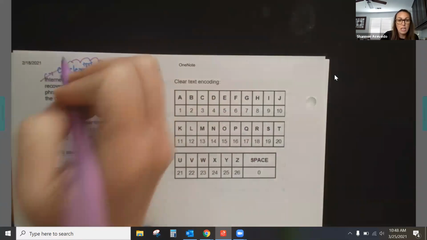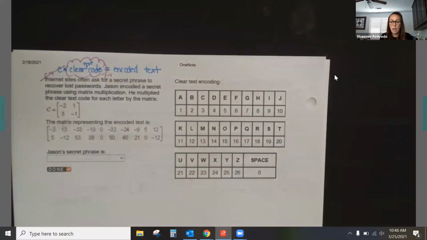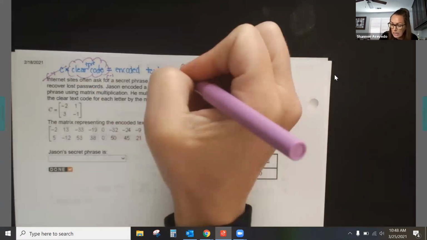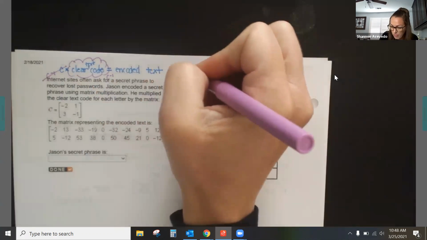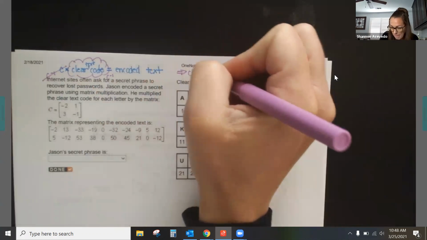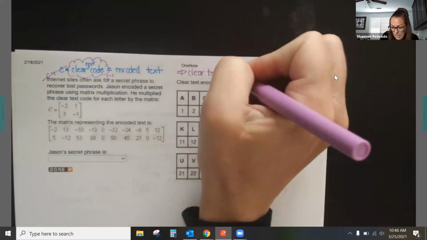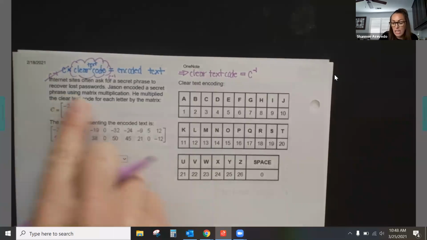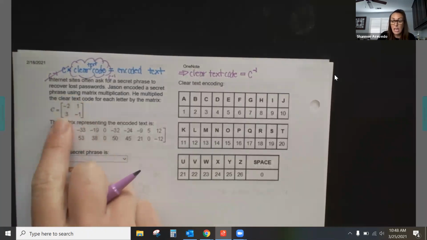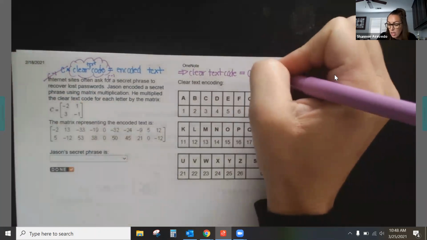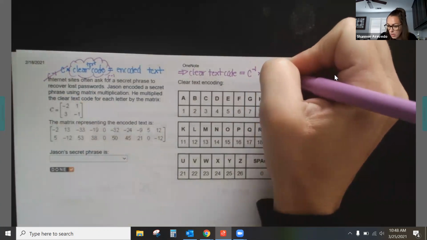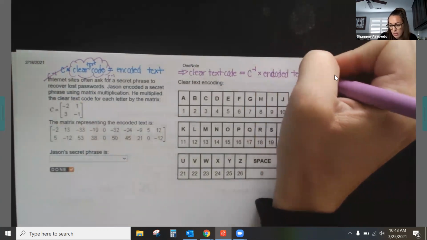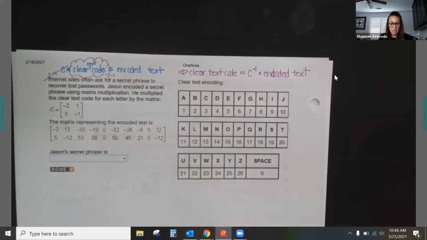This would just give you the identity matrix and it would cancel out and be gone, and it would leave me with just my clear text code. So when I want to find that clear text code, I need to multiply the inverse of the matrix they gave us by the encoded text, by that encoded text.